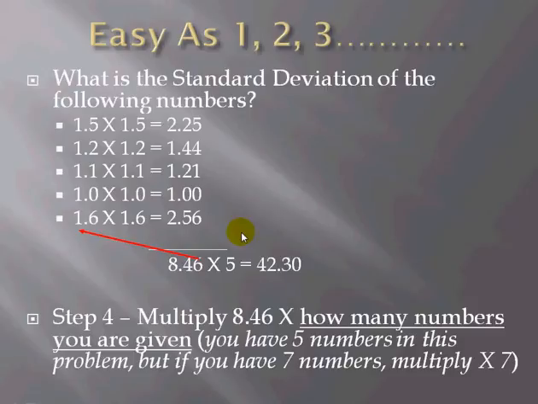In the next step, we'll multiply 8.46 times the number of numbers that we actually have in the problem. And in this problem we have 5 numbers provided. So 8.46 times 5 equals 42.30. Now if you were to have 7 variables, you would of course multiply the 8.46 times 7, but in this example 8.46 times 5 is 42.30.